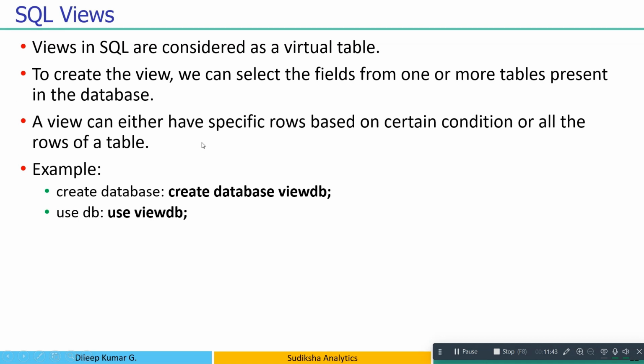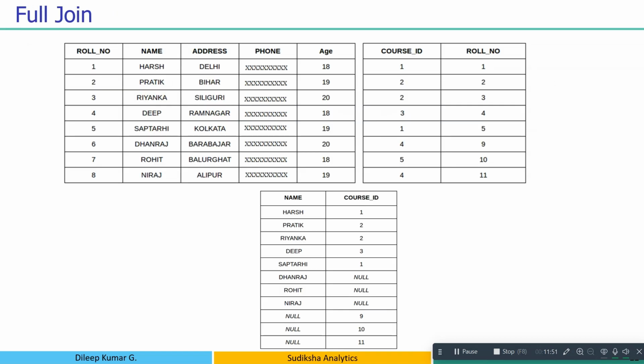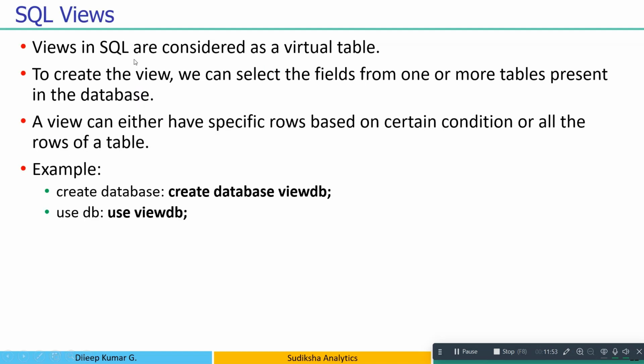So instead of fetching the records completely from the original table, you can just filter the data. To create a SQL view, you can select the fields from one or more tables present in the database. A view can have specific rows based on the condition, or you may also have all rows.